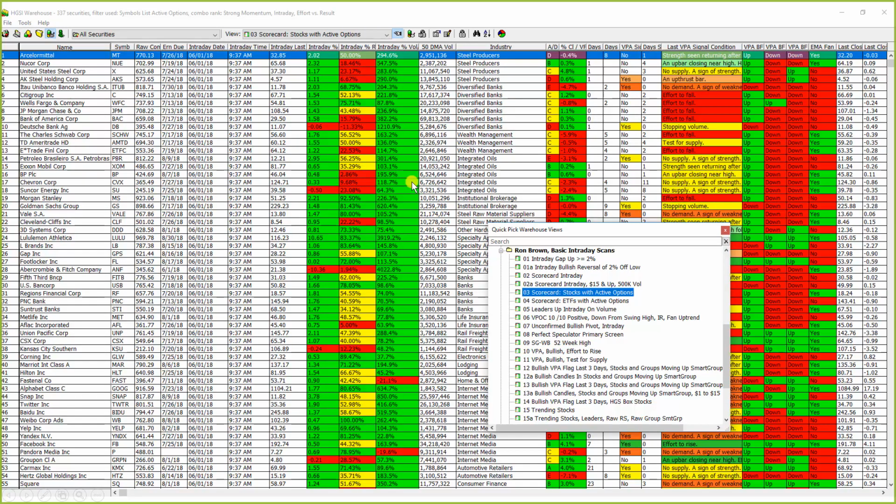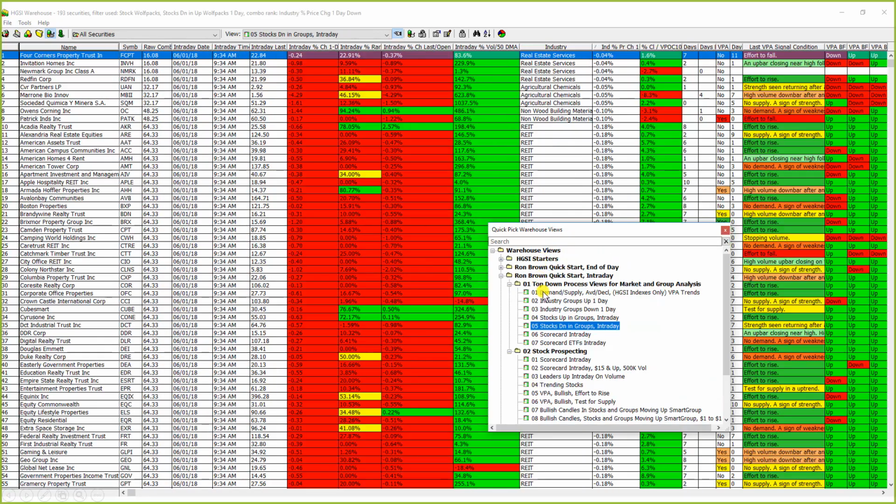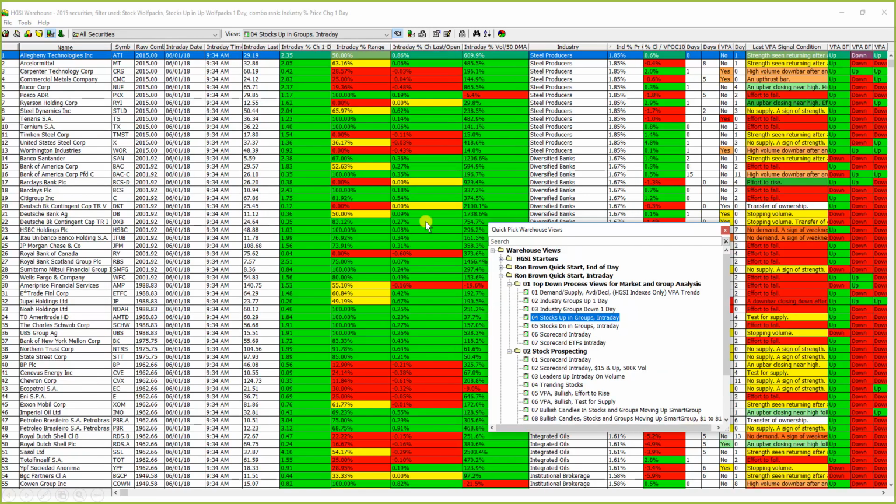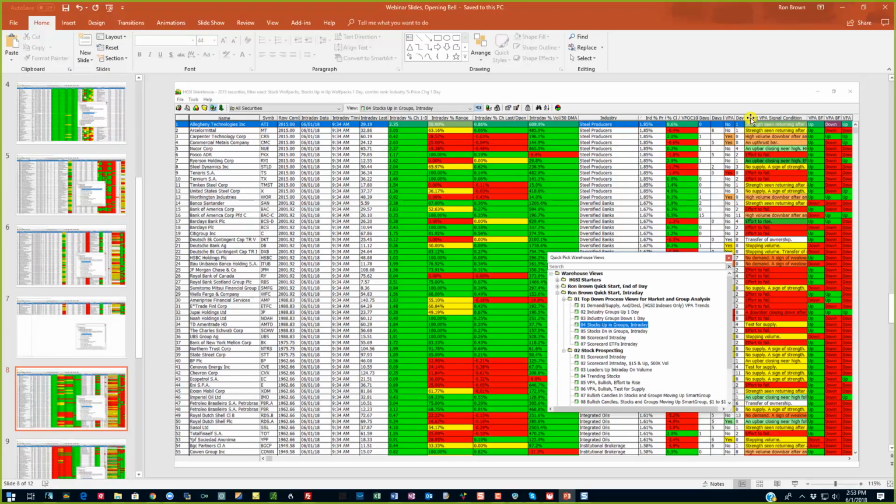This is all from this morning. And then finally, these are stocks with active options. This is number 3 down here under the basic intraday scans. If you trade options, you can find out where the action is with the options. So most of these are up here in the quick start, but if you install the basic, you're going to have these other views that I just showed. All right. Now let me see if I can get out of this program.